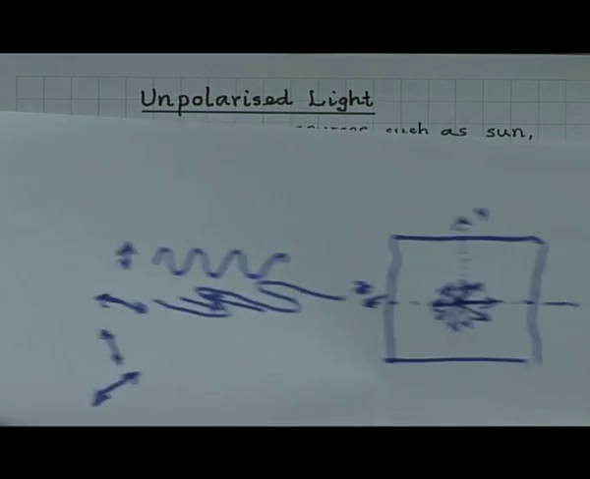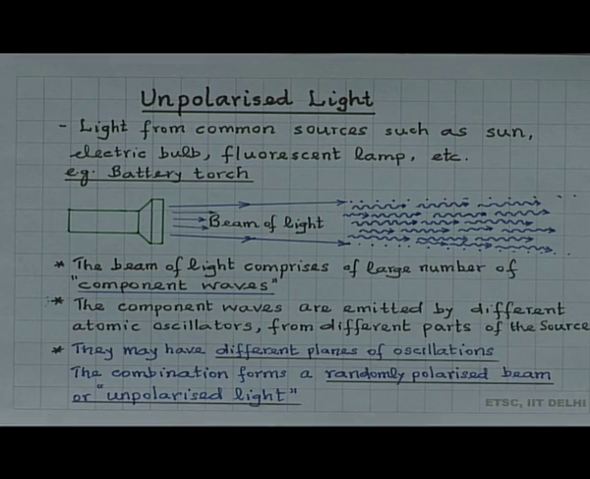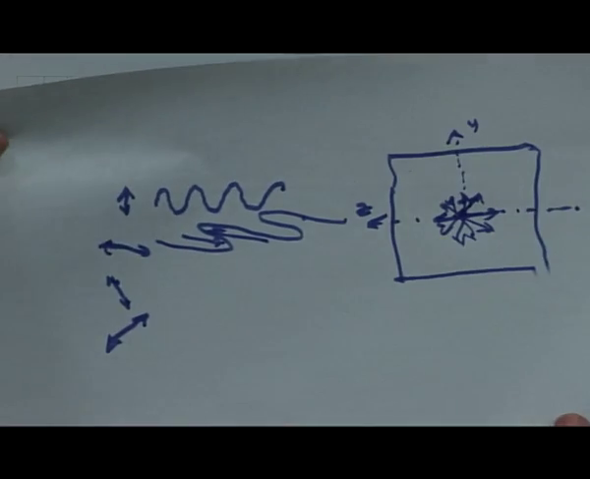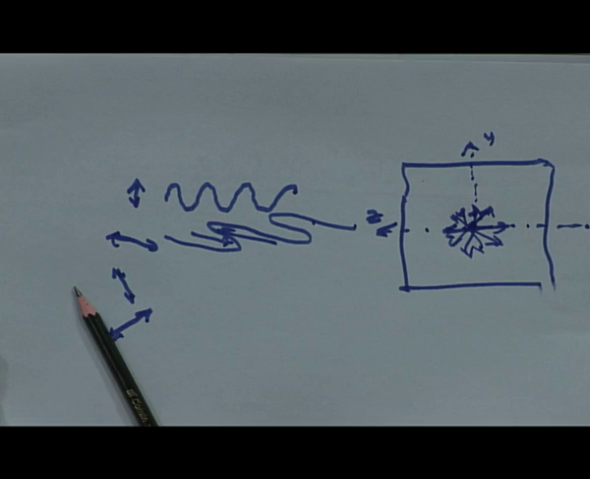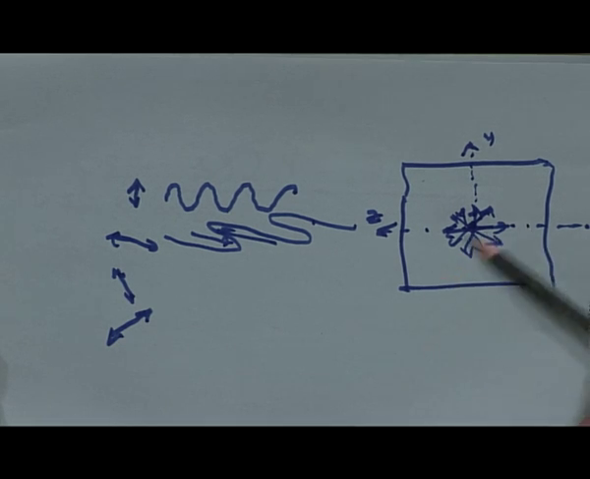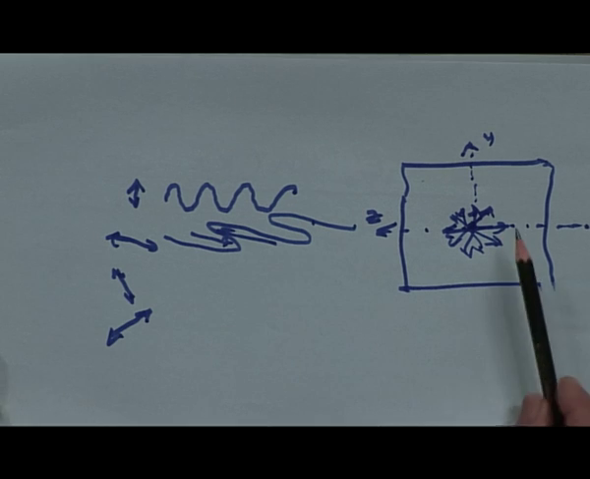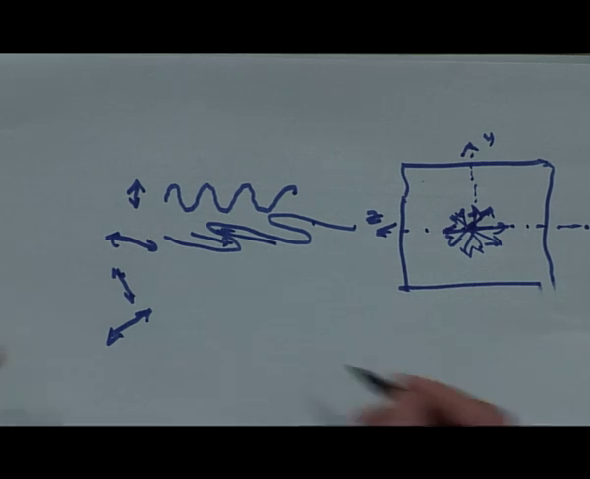Each of the component waves, so this is what is explained here. The component waves are emitted by different atomic oscillators from different parts of the source. They may have different planes of oscillation, and therefore the combination forms a randomly polarized beam or unpolarized light. Different oscillators will have planes of polarization at different angles, and therefore the net result is randomly polarized light.